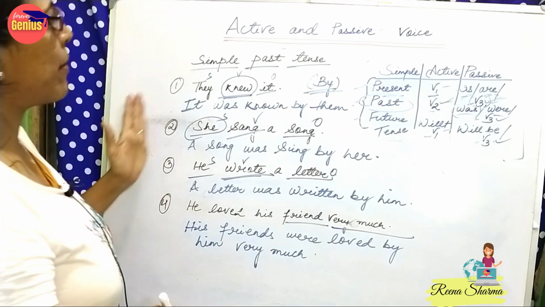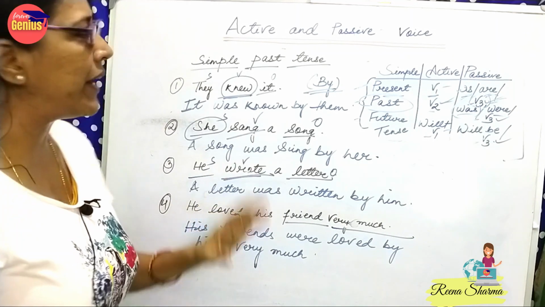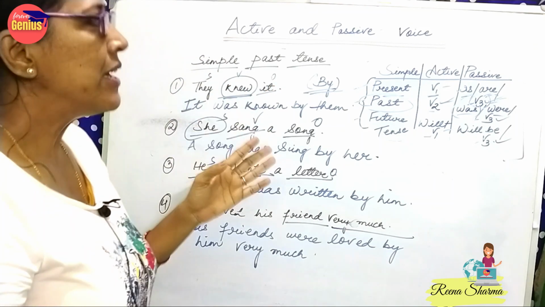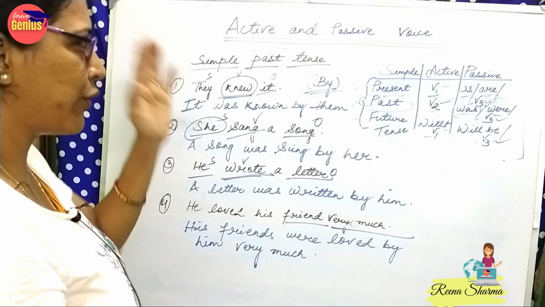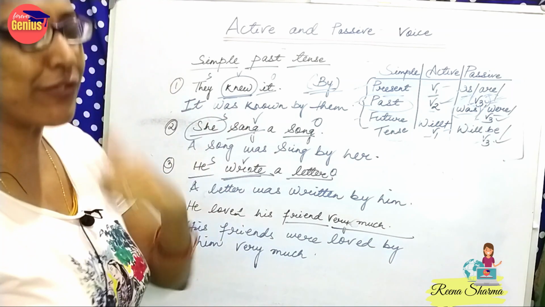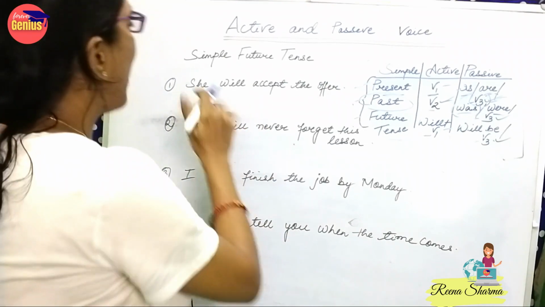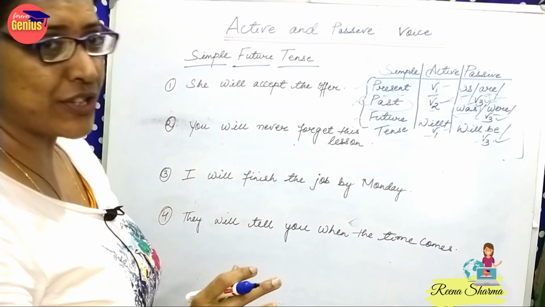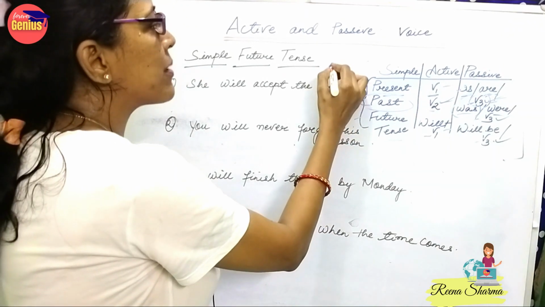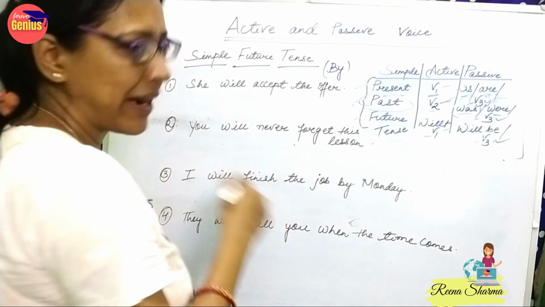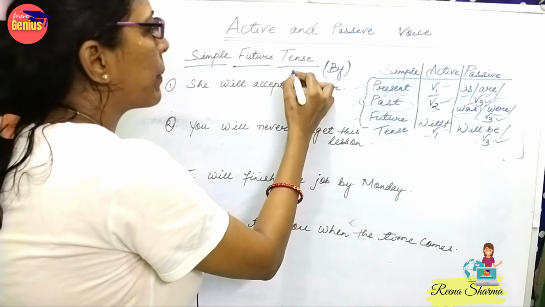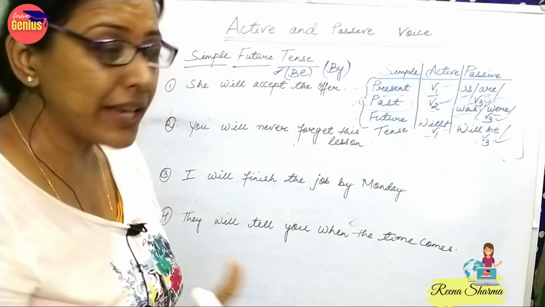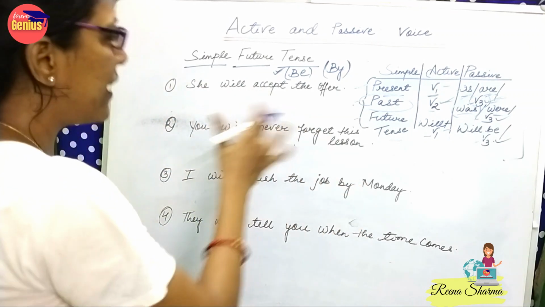Now let's look at some examples where we would be dealing with simple future tense. How to convert simple future tense sentences from active to passive voice. So now look, simple future tense. In simple future tense, what to do? Of course, by will be added, but one more word, be, will be added. But where to add be? In case of simple future tense, let's see.